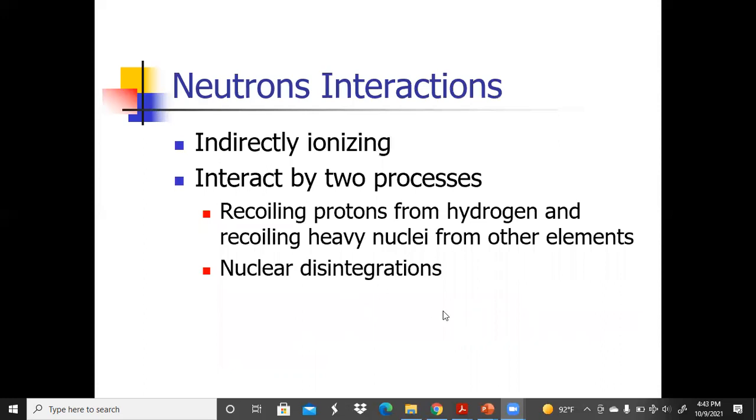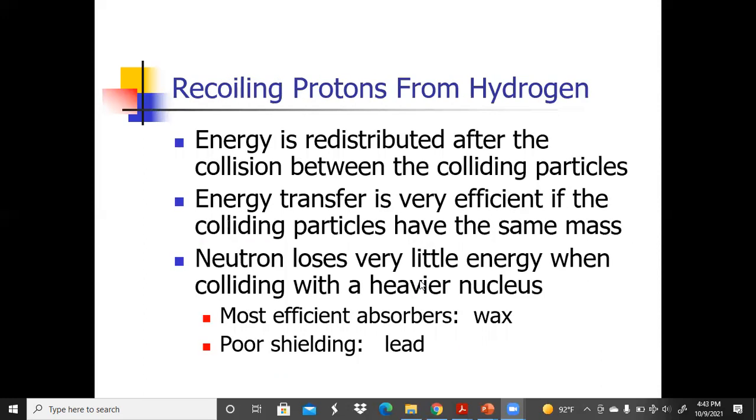Neutron interactions. Neutrons are indirectly ionizing. They interact by two processes, recoiling protons from hydrogen and recoiling heavy nuclei from other elements. They're also integral in nuclear disintegrations. Energy is going to be redistributed after the collision between the colliding particles. Energy transfer is very efficient if the colliding particles have the same mass. Neutrons lose very little energy when colliding with heavier nuclei. Most efficient absorbers are going to be wax, and lead is considered to be poor shielding for these kinds of things.